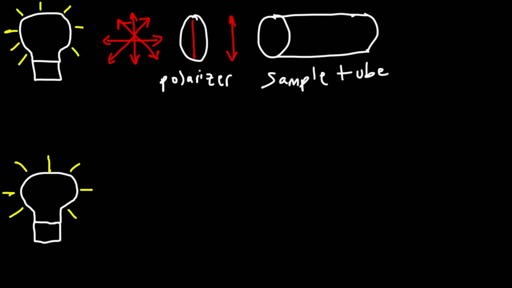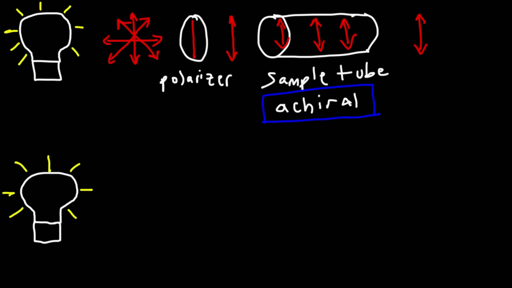Now let's say this sample tube contains an achiral molecule. An achiral molecule does not rotate plane polarized light. So as light passes through the tube, the molecules in this sample tube will have no effect on the plane polarized light. The light will emerge from the sample tube without any rotation. So there won't be any rotation of the plane polarized light if you have achiral molecules in the sample tube.